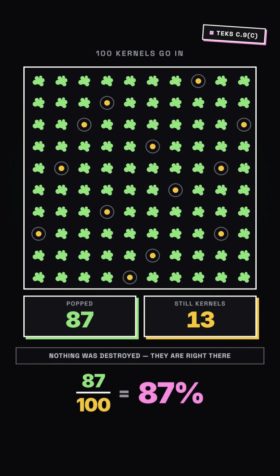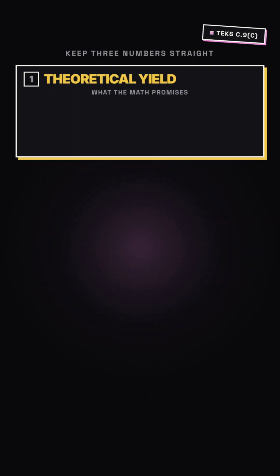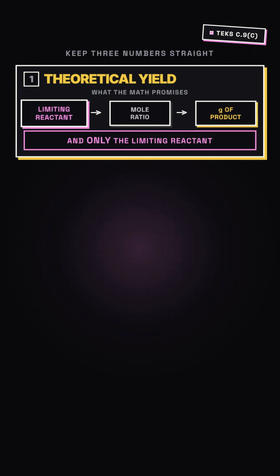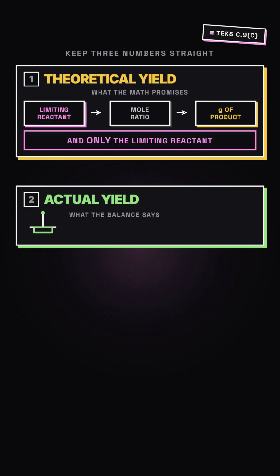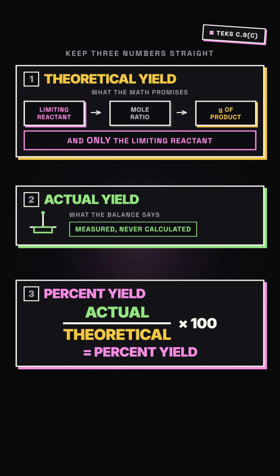That number has a name in chemistry. It's called percent yield. There are 3 numbers here, and you have to keep them straight. Theoretical yield is what the math promises, and you calculate it from the limiting reactant, and only the limiting reactant. Actual yield is what you really scrape off the filter paper and put on a balance. You can't calculate that one. You have to measure it, and percent yield is simply the second number divided by the first, times 100.